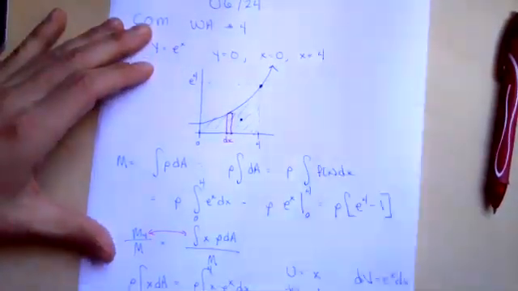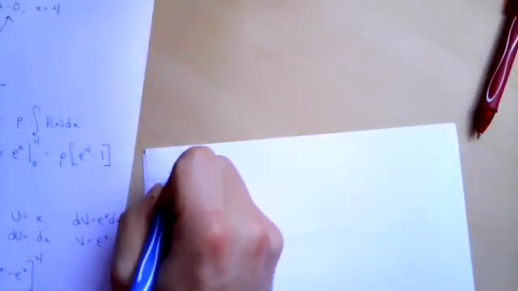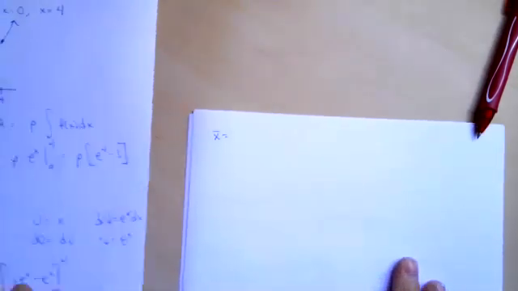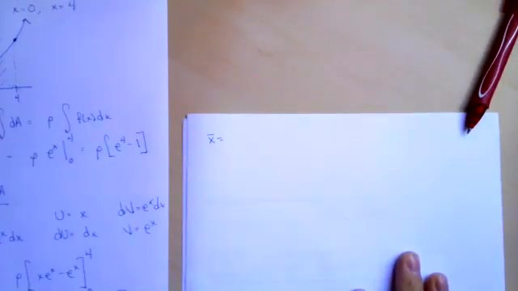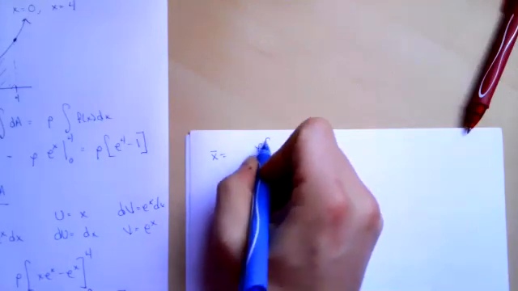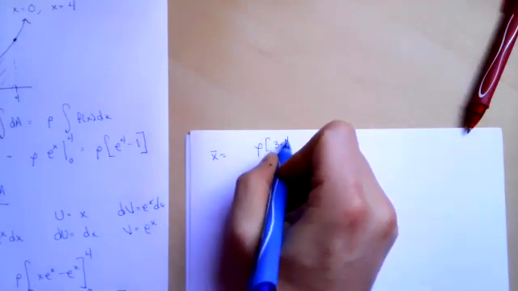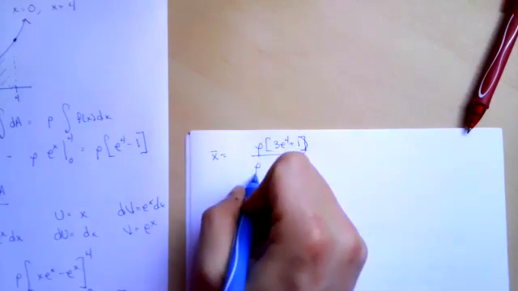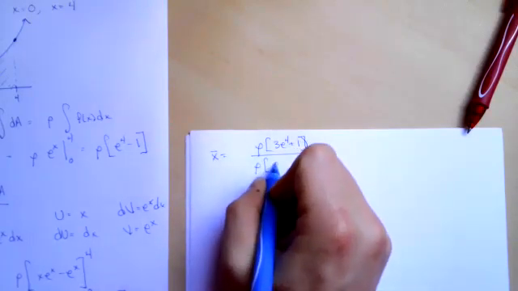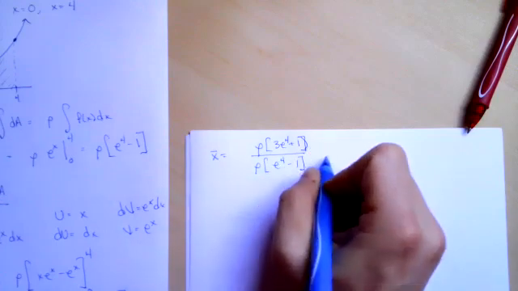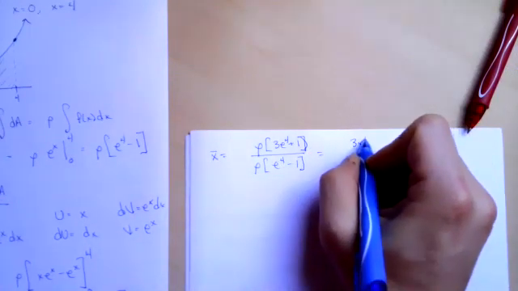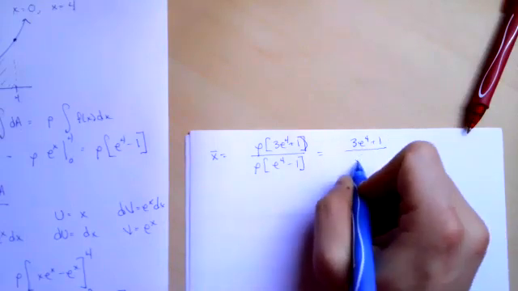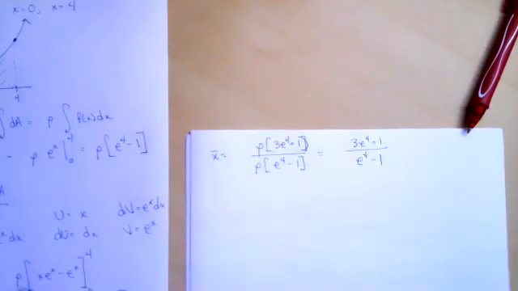To find x bar, let's pull up what we had. So our x coordinate for the center of mass is then going to be this rho times 3e to the 4th plus 1 over the total mass, which we found was rho times e to the 4th minus 1. So just 3e to the 4th plus 1 over e to the 4th minus 1.